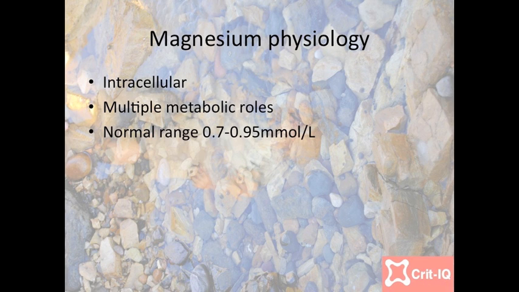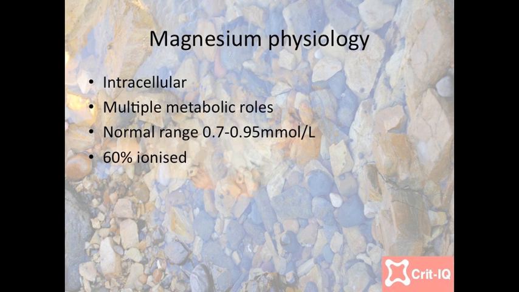Total magnesium concentration in the plasma is maintained between 0.7 and 0.95 millimoles per litre. This constitutes less than 1% of total body magnesium stores. 60% is ionised, 30% is complexed with protein, and the remainder circulates complexed with various organic ions.